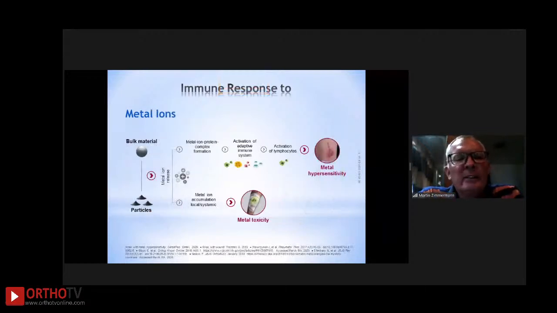Let me look at another topic, the metal ions. Metal ions can come either from the bulk material as well as from the particles. And depending on where they come from, they create different kinds of reactions. We can have what you call metal hypersensitivity or metal toxicity, like this metallosis, very typically observed with metal-on-metal articulation.